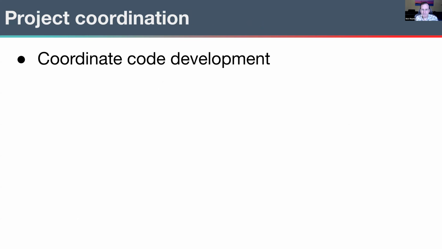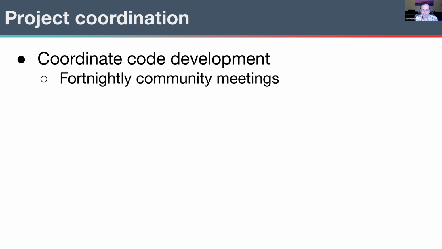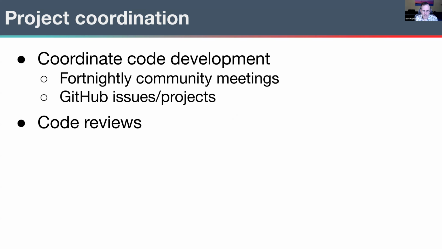So there are a lot of tasks that we have in the proposal for running PlasmaPy. So do things like coordinate code development. We have fortnightly, biweekly community meetings, and we do this, like for most PyHC projects, through GitHub issues and projects. Also includes doing code reviews for contributions from members of the broader plasma and heliophysics communities.